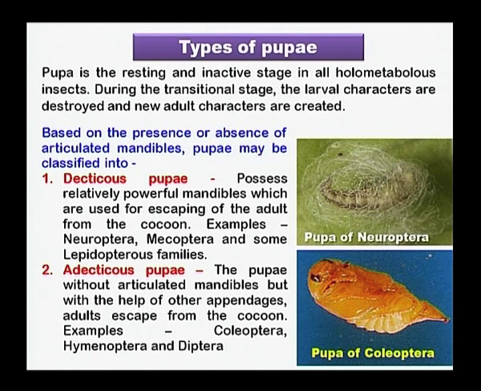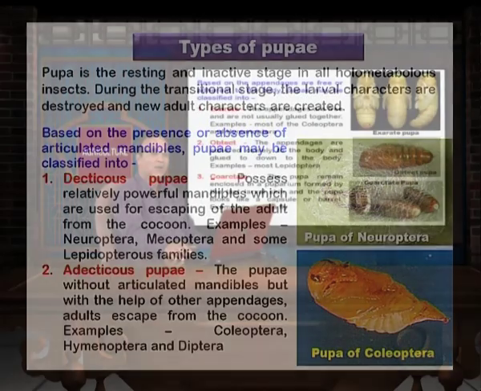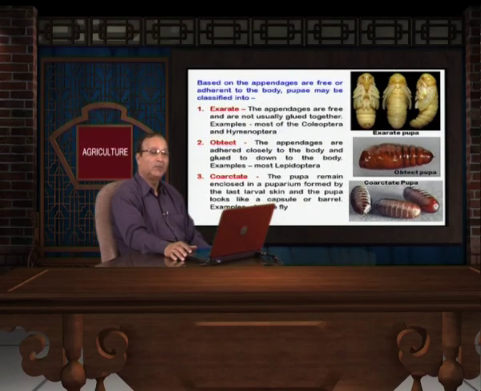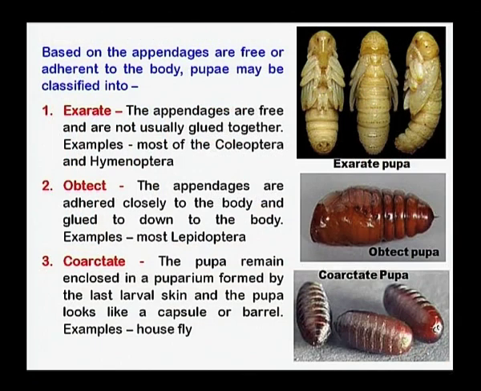Adecticous pupae can be recognized as those pupae which do not have articulated mandibles, but with the help of other appendages the adult escapes from the cocoon, and the examples are the members of the Coleoptera, Hymenoptera and Diptera. Now, on the basis of the appendages, the pupa may be free or adherent to the body, and they may be further classified into 3-4 types.